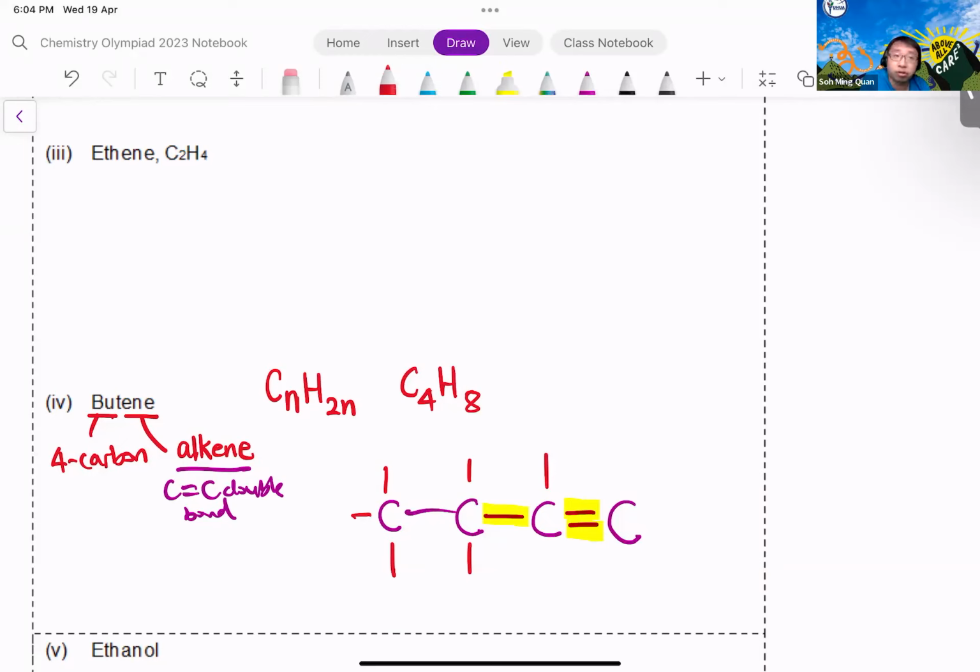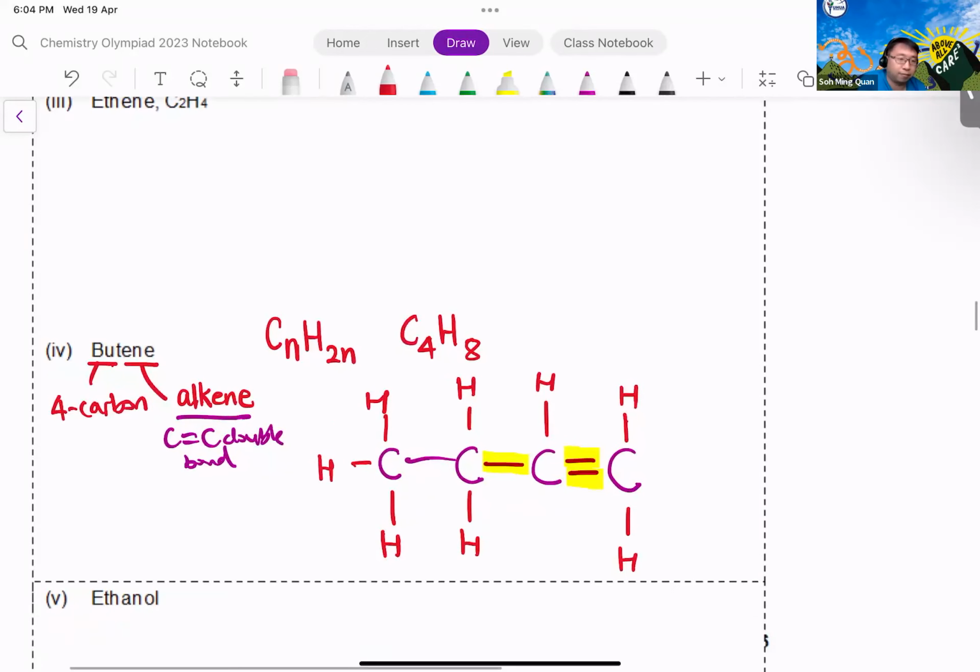This is where most students will make mistakes. They will just follow the previous carbon atom and just draw 2 lines. It's wrong. You need to count. Make sure carbon has 4 lines. Finally, the last carbon only got 2 lines, so you draw 2 more. So it's H, H, H, H, H. Okay? So this is butene.